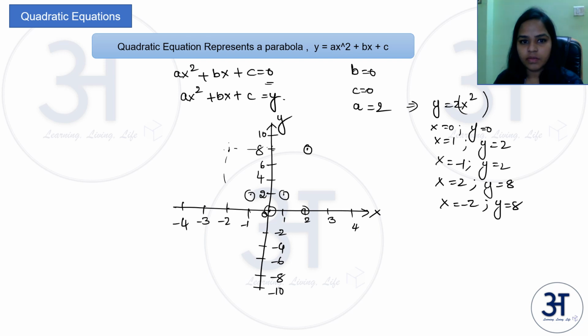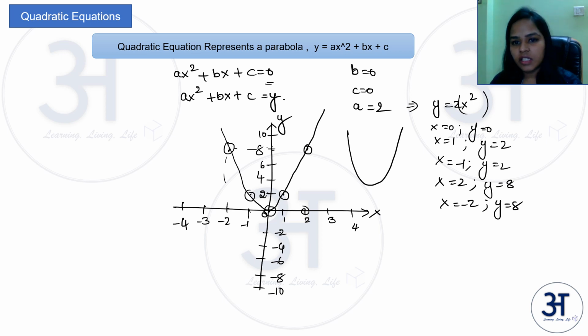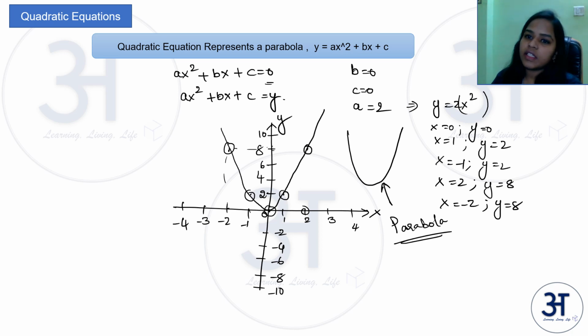Similarly, if you keep drawing, you will get a graph something like this, of this shape. This shape is called a parabola. And irrespective of whatever you replace a, b and c with, you get this parabola.